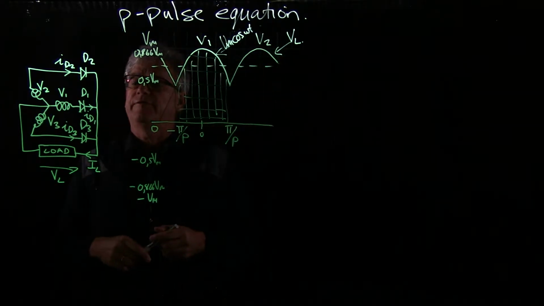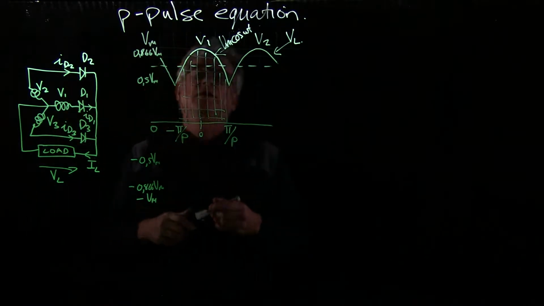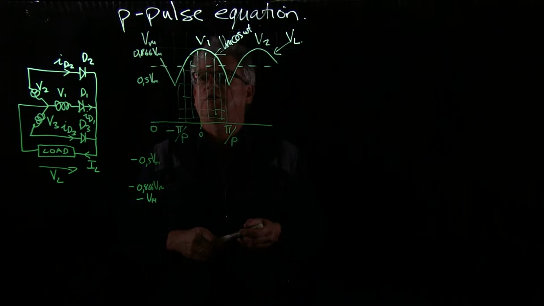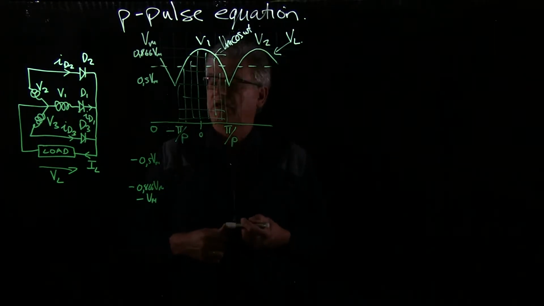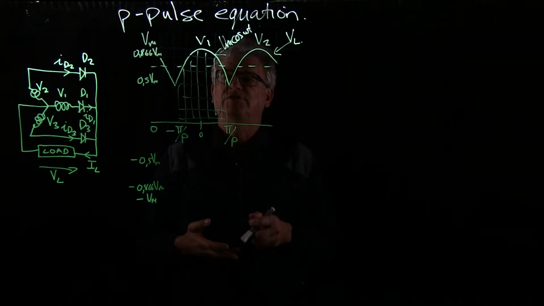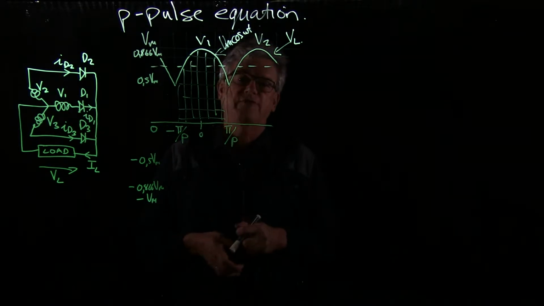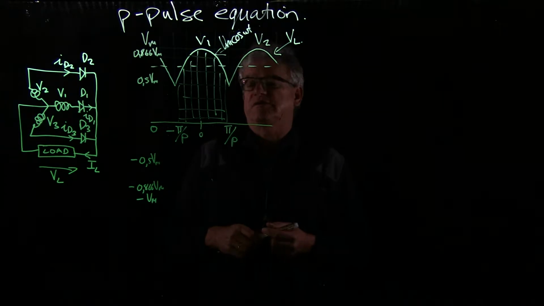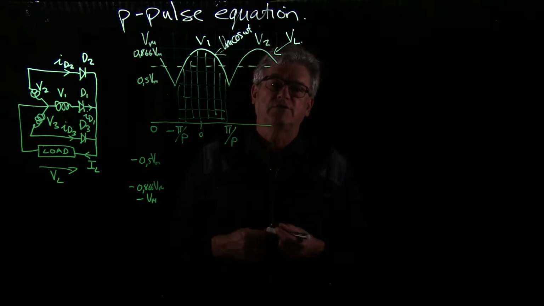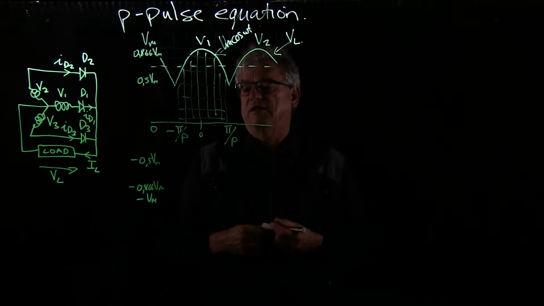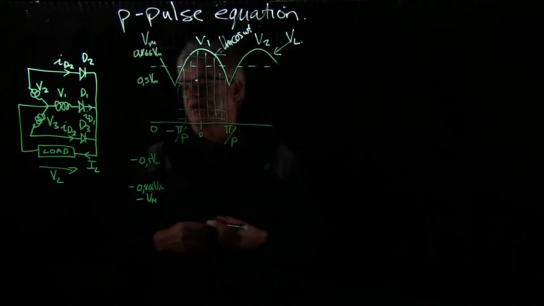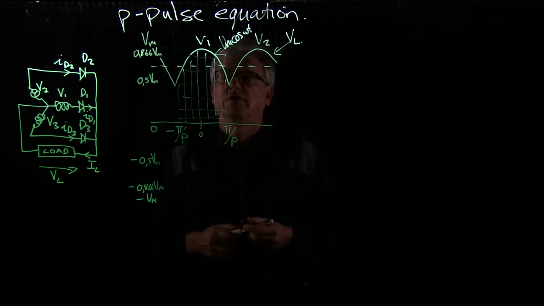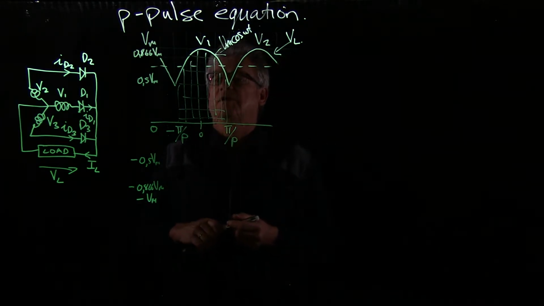Using a 3-pulse rectifier, I'm going to derive a generic equation that we can use on a 2-pulse, 3-pulse, 6-pulse, 12-pulse, 24-pulse, 48-pulse rectifiers. So we will have one equation for VDC, and all you have to do is recognize what is the pulse number of the rectifier that you are busy with.